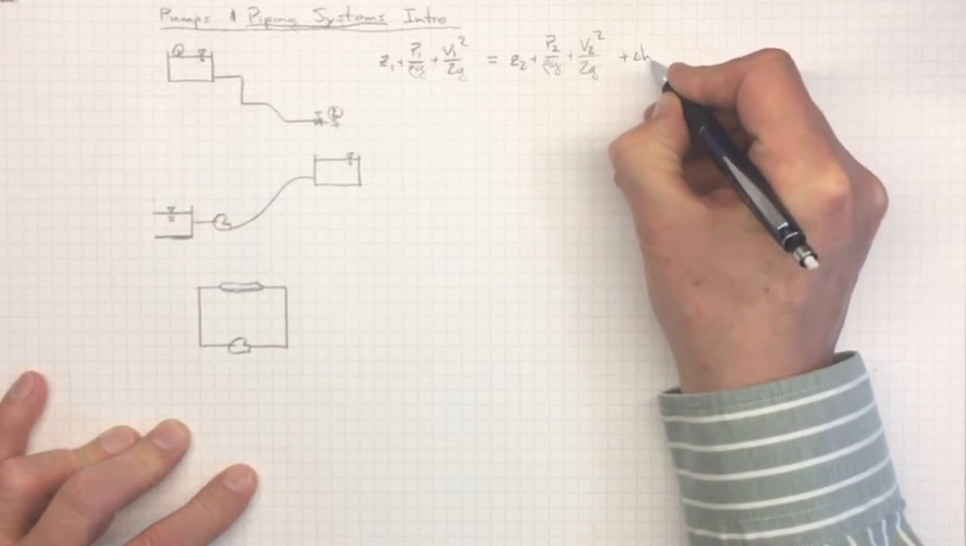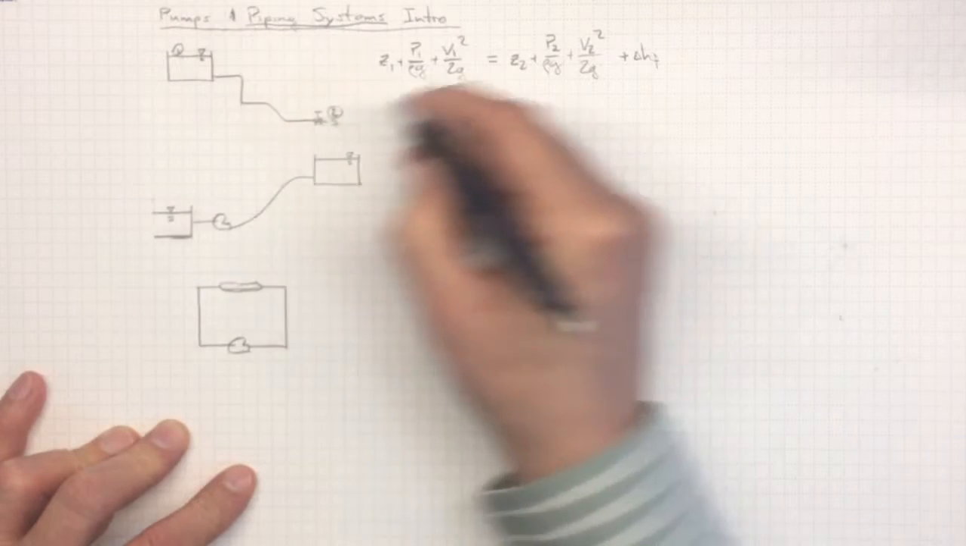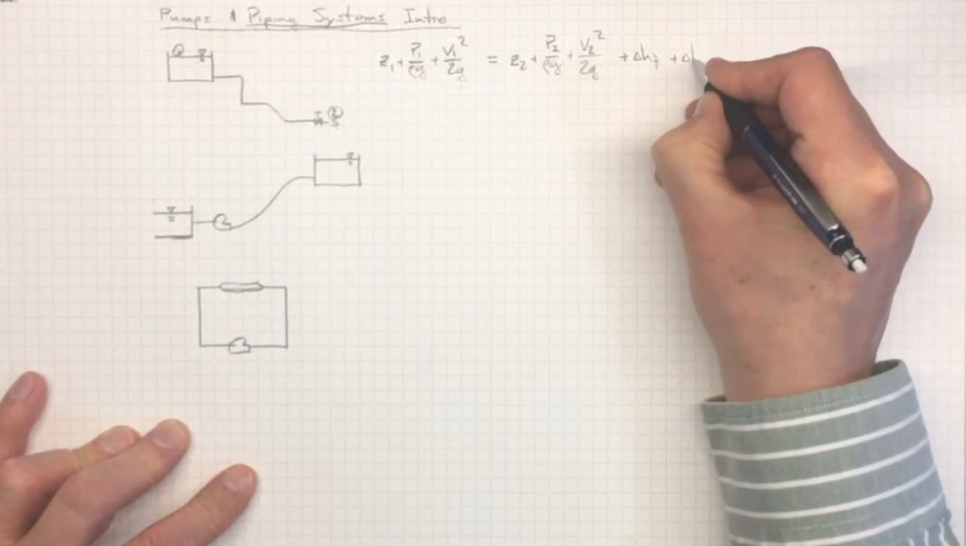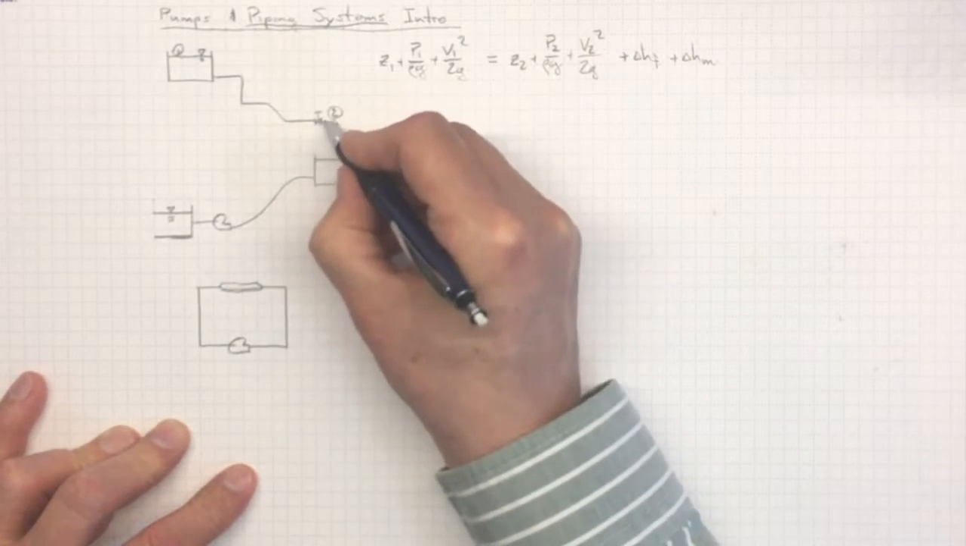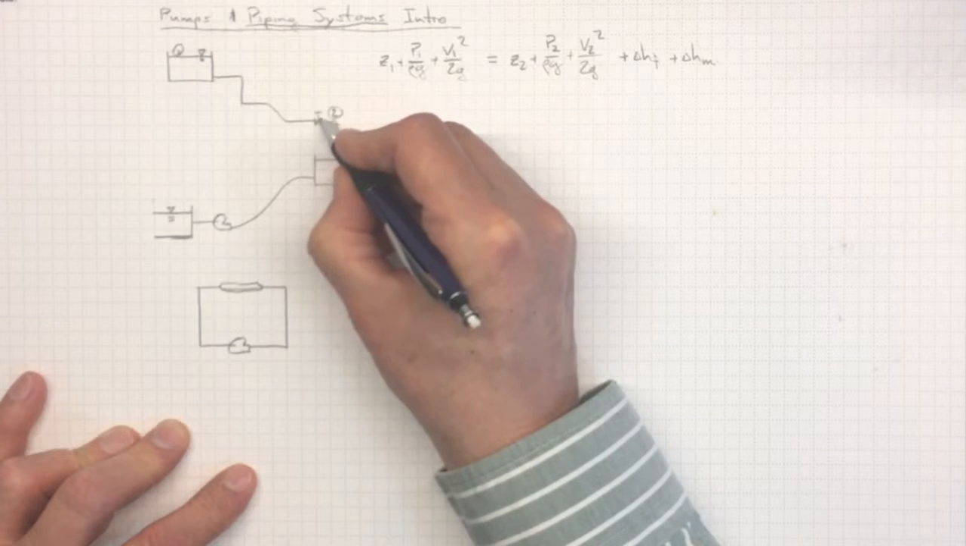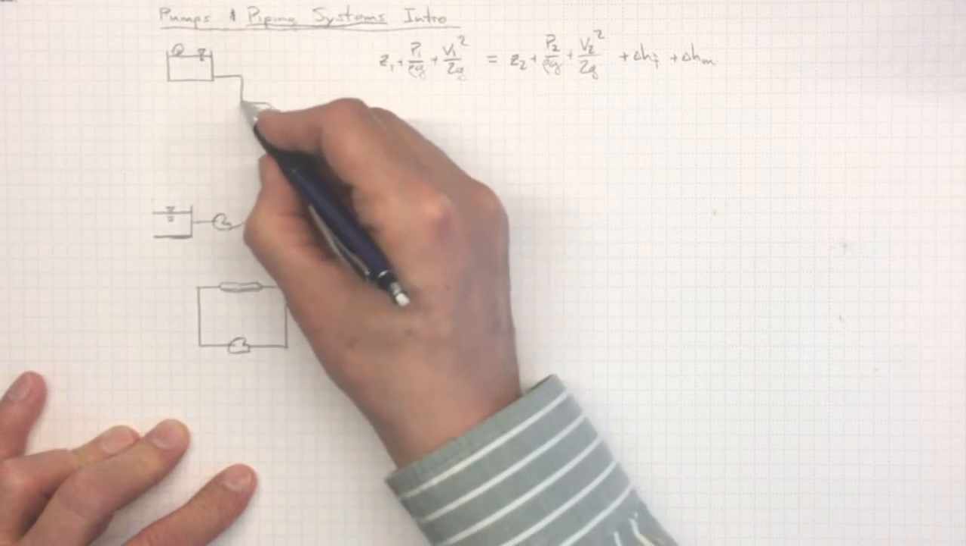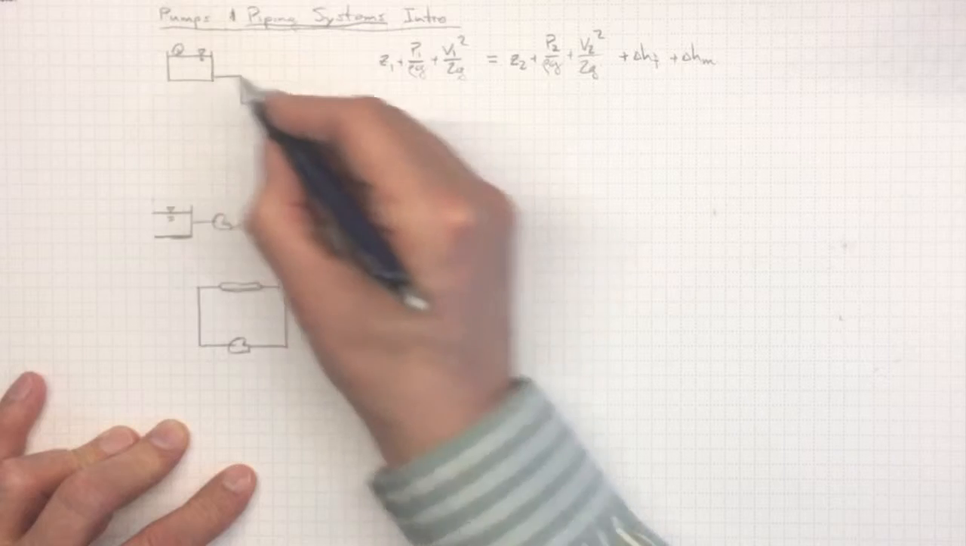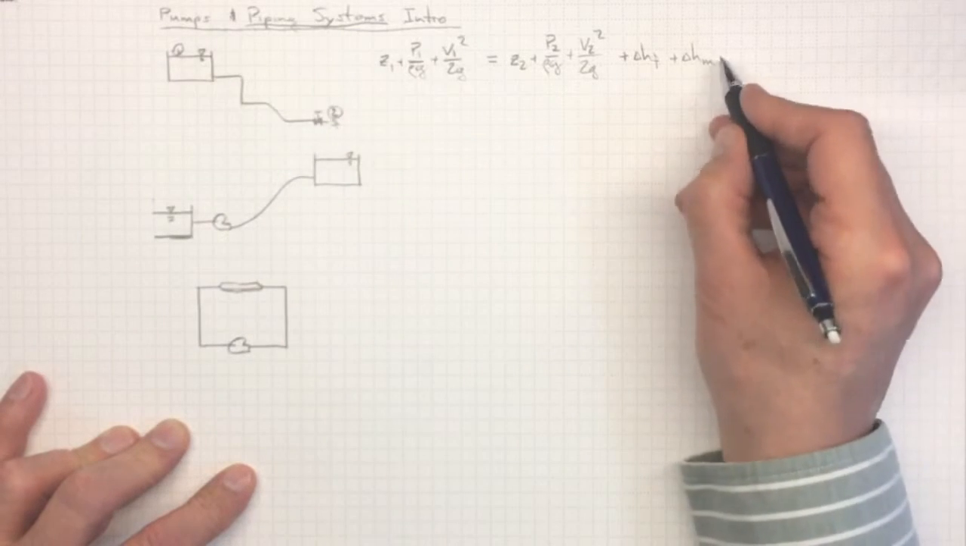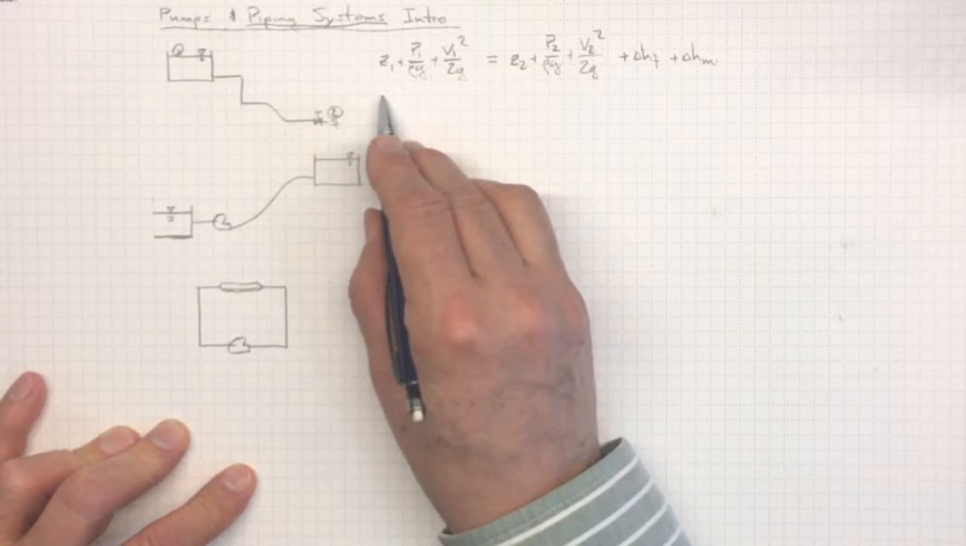And we'll have losses due to friction on the pipe walls and minor losses due to recirculation and secondary flows in things like valves and fittings and so on, entrance losses, exit losses. And that's how we'll do our calculations for our piping system.